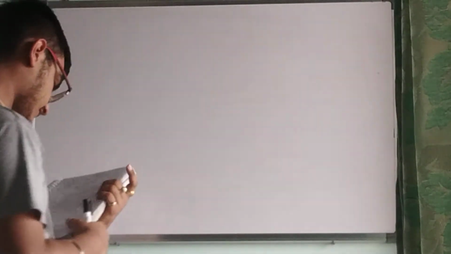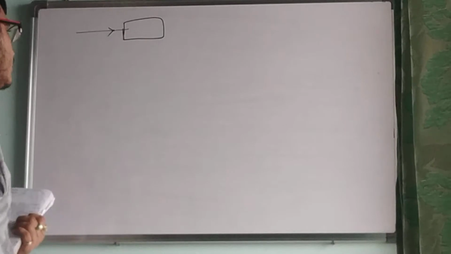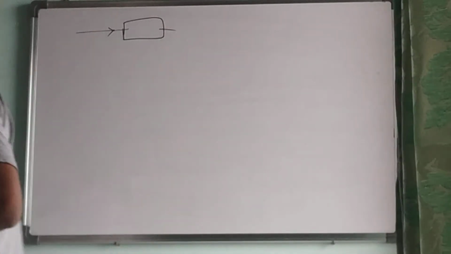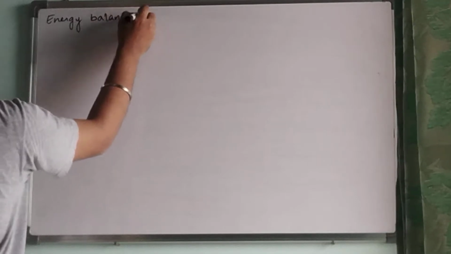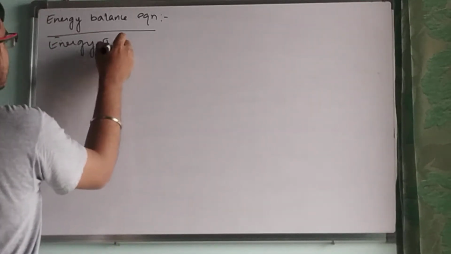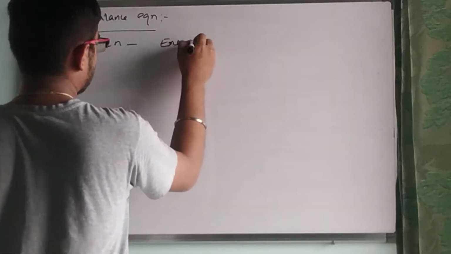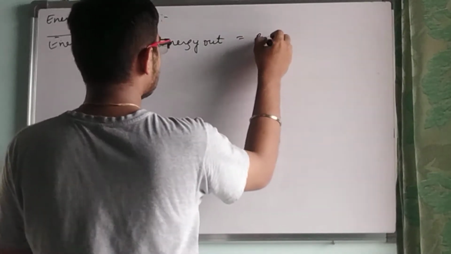For the mercury bulb, what is the input? What do you write for deriving the transfer function? First you write the energy balance equation. That is energy in minus energy out, the energy inlet minus the energy outlet, is equal to the energy accumulated.